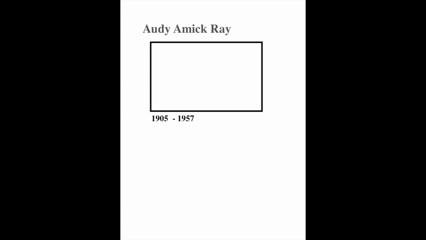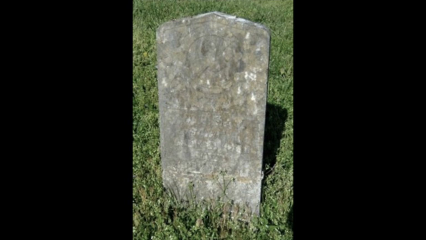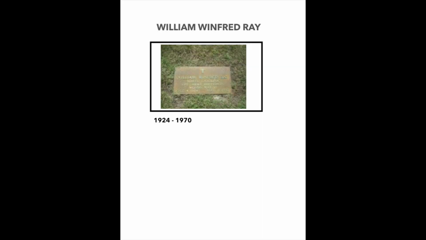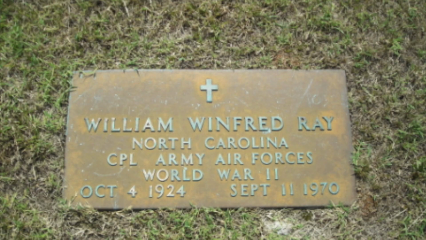Audie Amick Ray was born on September 17, 1905, in Chatham, North Carolina. His father, Joseph, was 25 at the time, and his mother, Sarah, was 24. Joseph died in October 1944 in Siler City. Here's a picture of his gravestone. Audie married Blanche Duthay Johnson on March 31, 1922. They had 3 children during their marriage. Their son, William Winfred Ray, was my father.